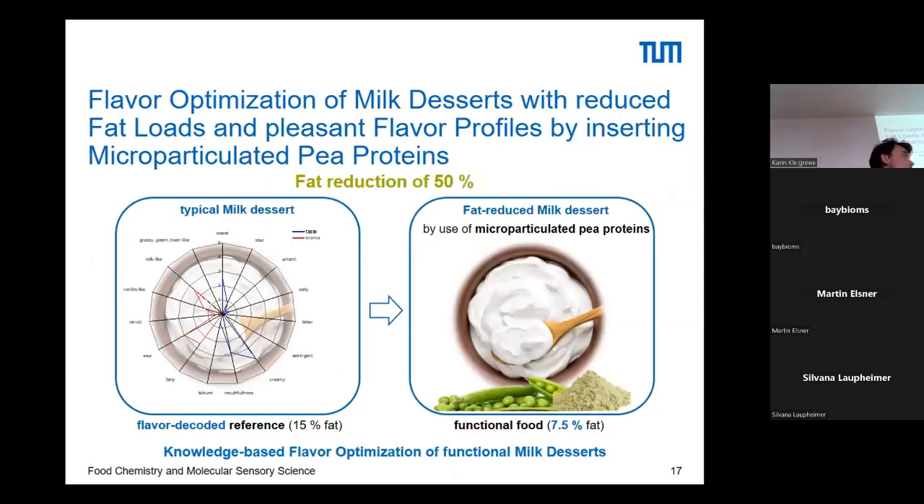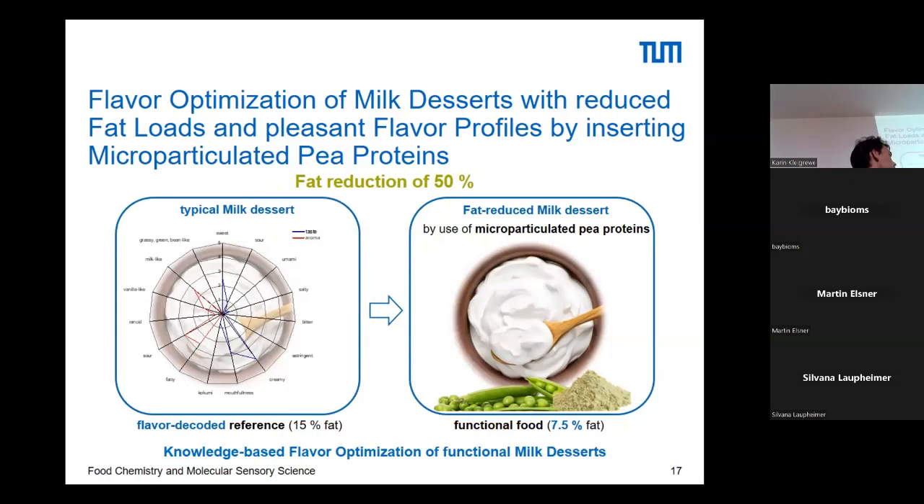And now I also want to tell you a bit of how we could use this knowledge for further flavor optimization. So another part of my PhD was in cooperation with the chair of Food and Bioprocess Engineering, to develop a fat-reduced milk dessert or dairy product with the help of pea protein as a fat replacement. So in comparison to a full-fat milk dessert with 50% of fat, we created one or several milk desserts with the help of pea proteins, lacking half of the fat.